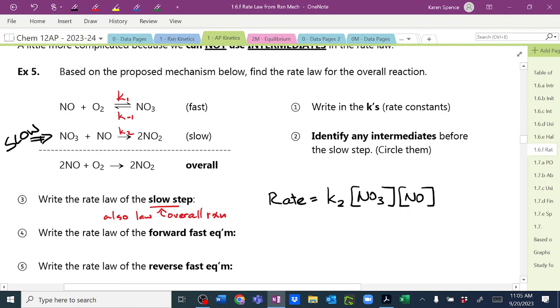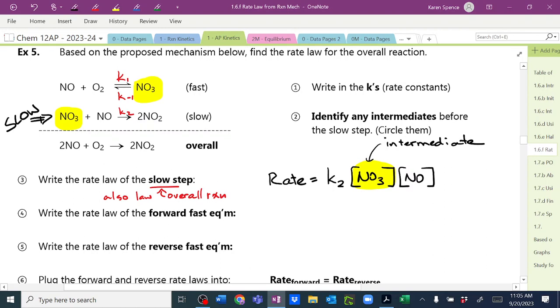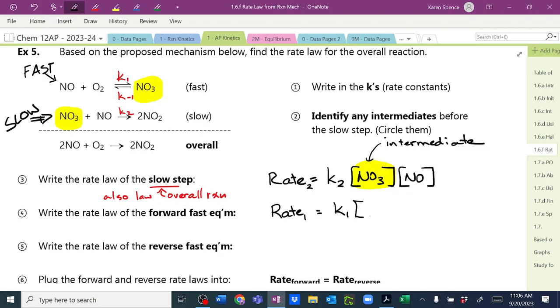Now we say, where am I going to get NO3 from? NO3 is going to come from the first step. NO3 is an intermediate, yes? So, what's going to happen? We're going to go back to our first step and we're going to say, what is the rate law of the fast equilibrium, forward fast equilibrium? So now we're going to go to our fast step. Rate, actually I'm going to call this rate 1, is going to equal K1 times what? Concentration of NO, concentration of O2. So we're just doing the rate law for step 1. Okay?